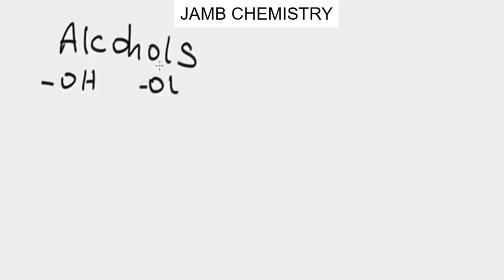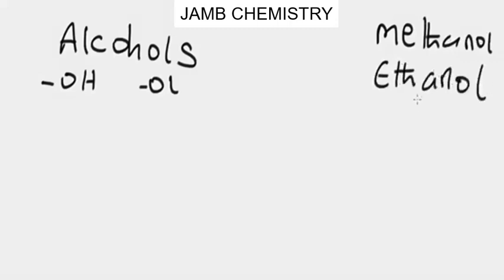Now let's look at the first four alcohols. Just like alkanes, which have members of the families of alkanes, we also have members of the families of alcohols. Let's look at the first four members of the alcohol family. The first one is methanol. We have ethanol, which is a very important organic compound. We also have propanol, and we have butanol.